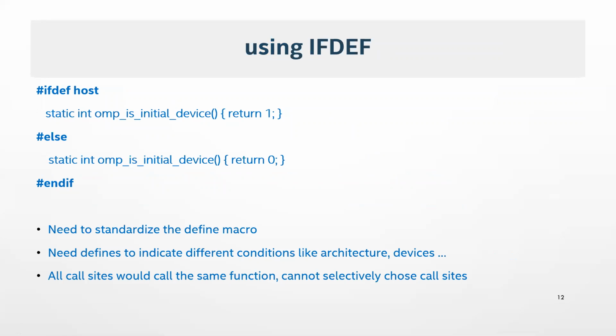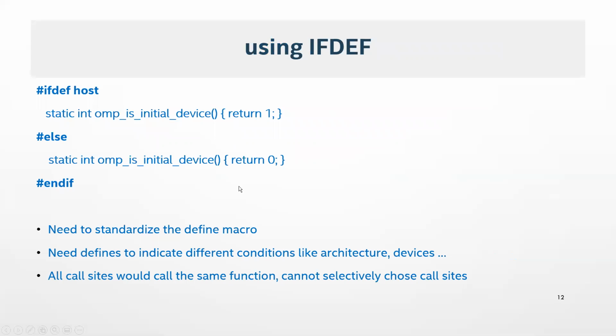Okay, so now let's go on to the examples. Earlier, without these new features, you would probably do selective coding using IFDEFs. So you would have an IFDEF host, essentially saying if you're compiling for host, use this routine, else you're compiling for something else, use this function.